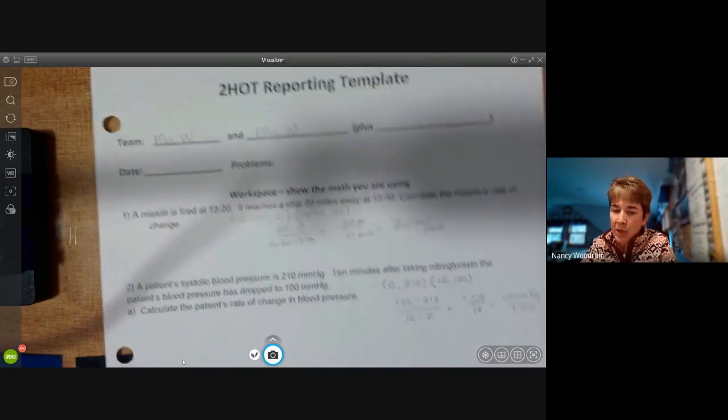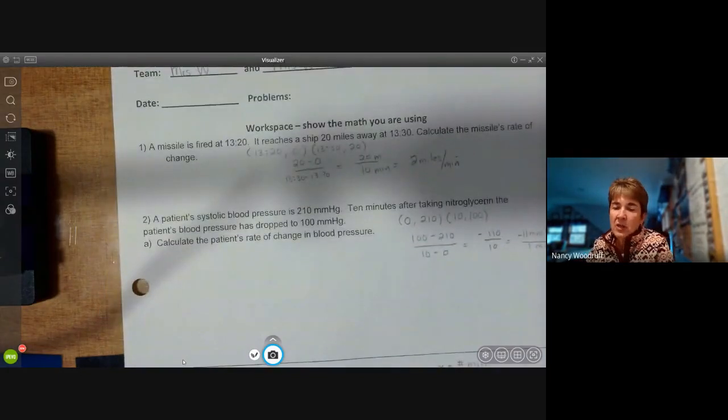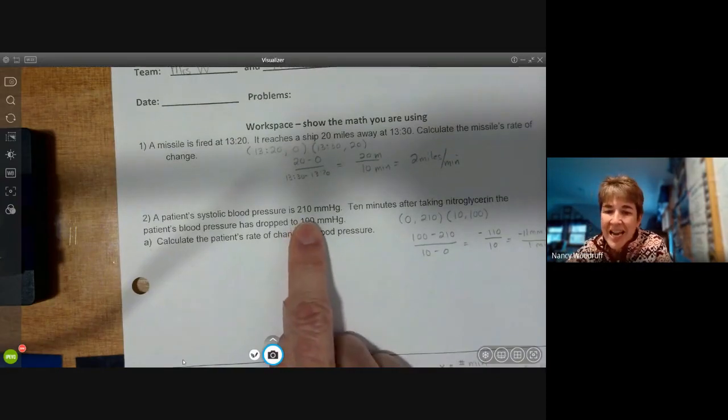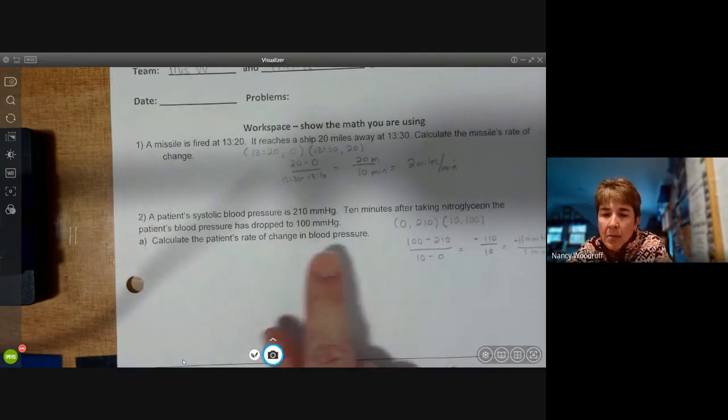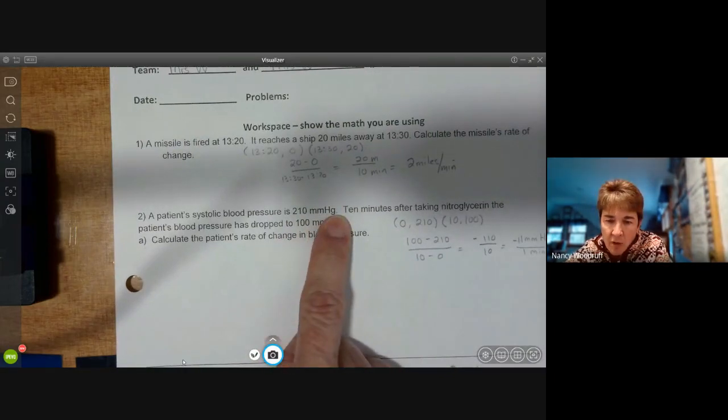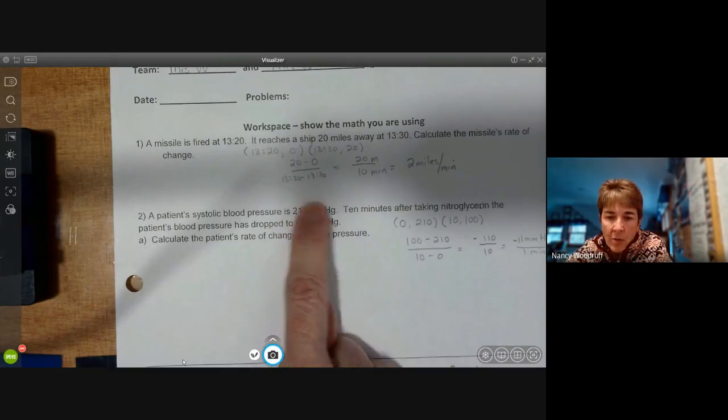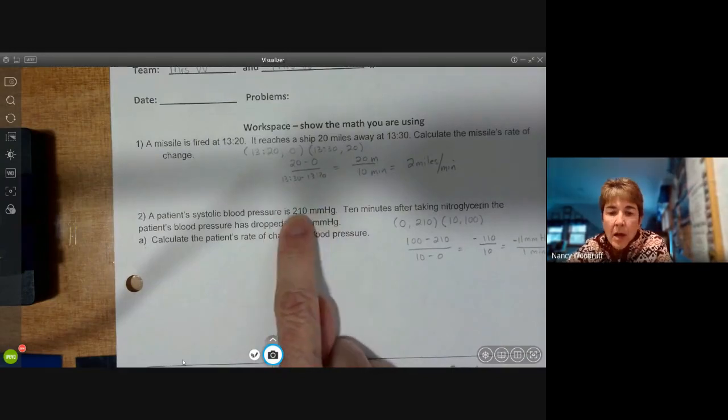The next one's pretty interesting. This is having to do with blood pressure. And we're going to talk about 210. And I think that's mercury, by the way. So blood pressure's unit.